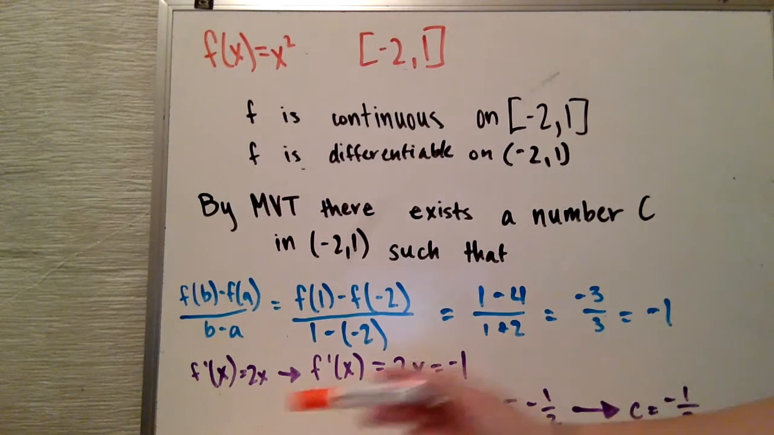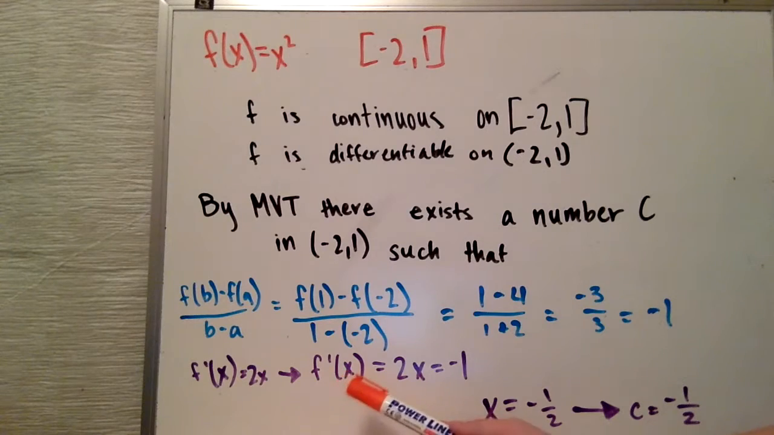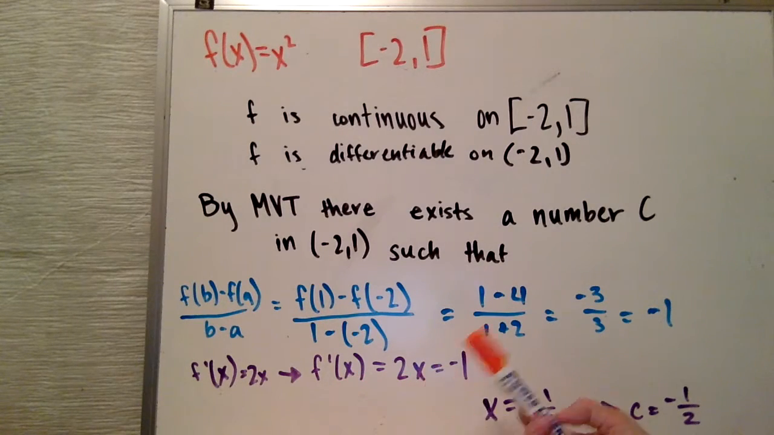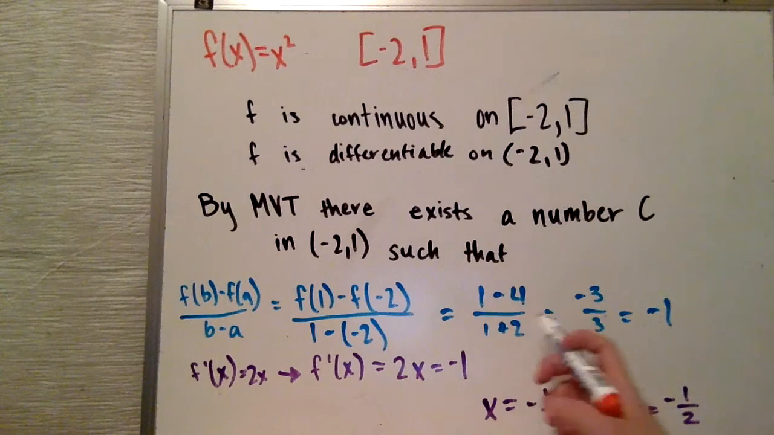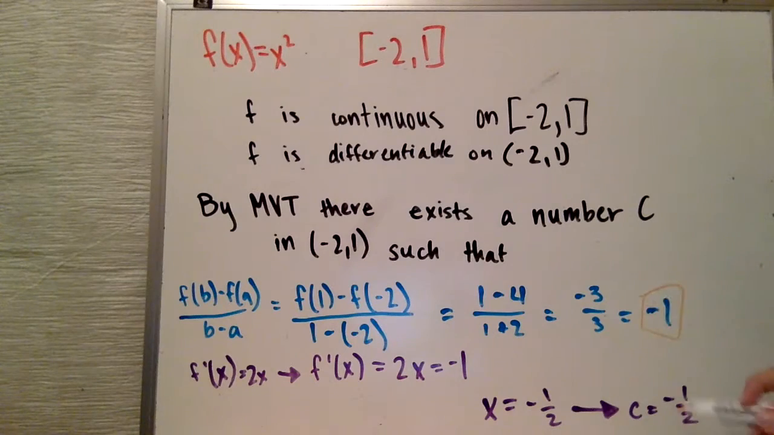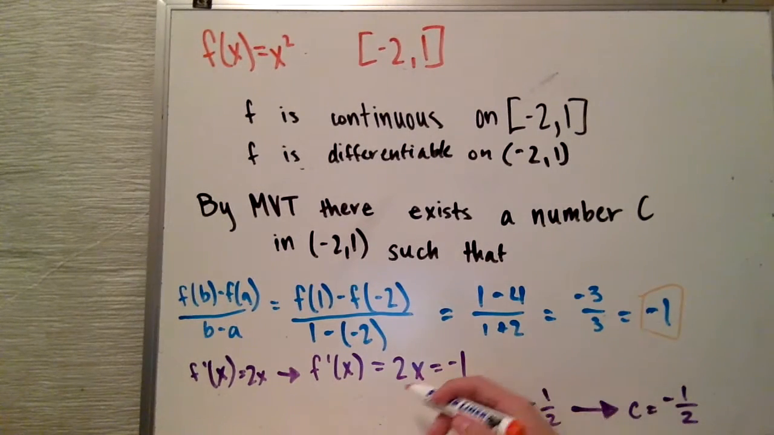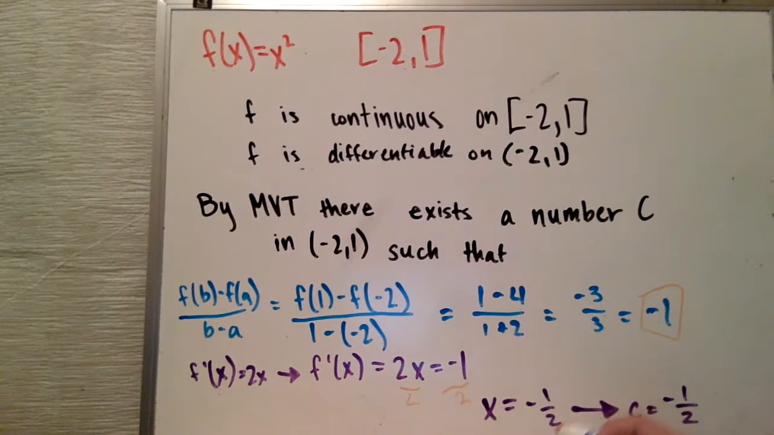The next step is you take the derivative. So f prime of x is 2x. So f prime of x equals 2x equals -1. You set your derivative equal to the value that you get up here. What we do next is we solve. All you do is divide by 2, and you get x is equal to -1/2, which is therefore your C value that you're going to end up with.